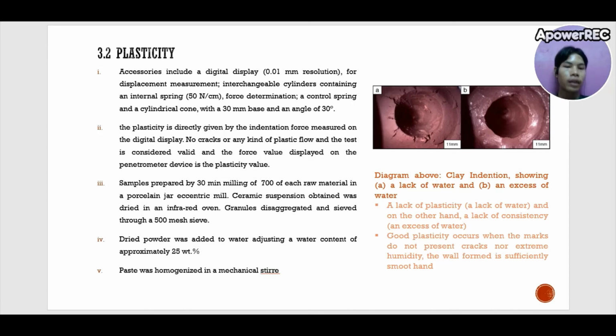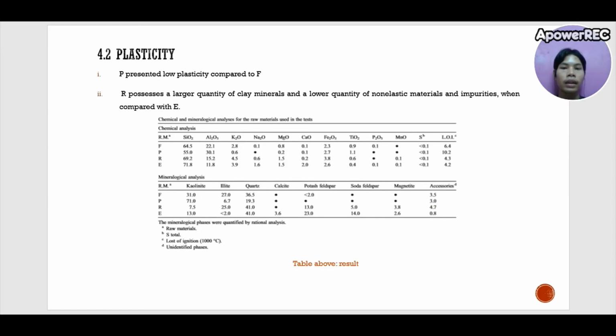Okay, so this is the diagram above. As you can see, the left one shows a lack of water and the right one shows an excess of water with a clear indentation. So it just shows two different situations involving different plasticity. And then this is the result. P presented low plasticity compared to F. R possesses a larger quantity of clay minerals and a lower quantity of non-plastic materials and impurities when compared with E.